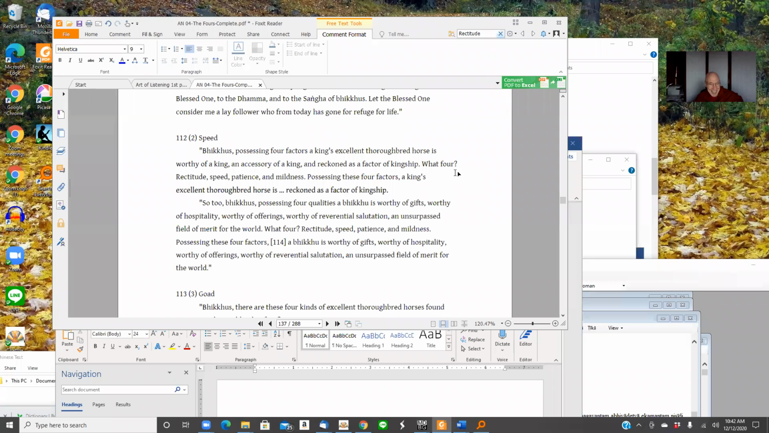So what are the 4? The 4 are rectitude, speed, patience, and mildness. Then the Buddha applies this to the case of a monk. He says there are 4 qualities that make a monk worthy of gifts, worthy of hospitality, worthy of offerings, worthy of salutation, the supreme field of merit for the world. What are the 4? Rectitude, speed, patience, and mildness.